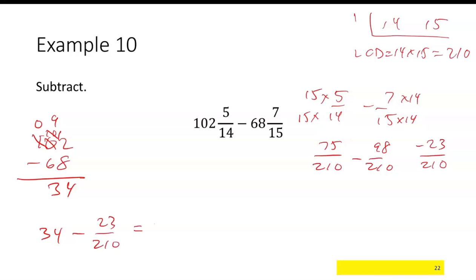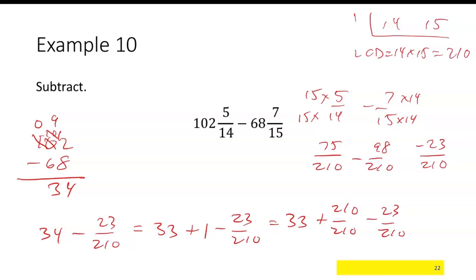So let's rewrite this as 33 plus 1 minus 23 over 210. And then I can write that as 33, change that 1 to 210 over 210 minus 23 over 210, and then subtract those two fractions. And I will end up with 187 over 210.